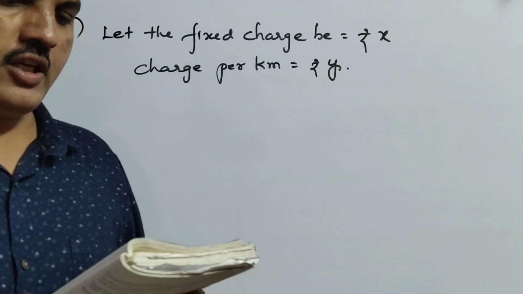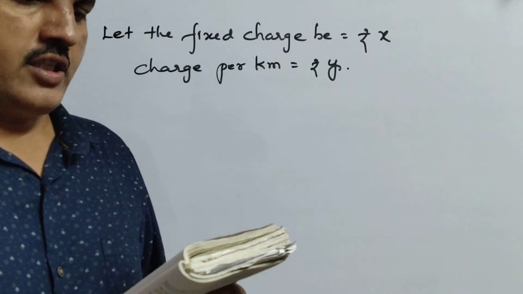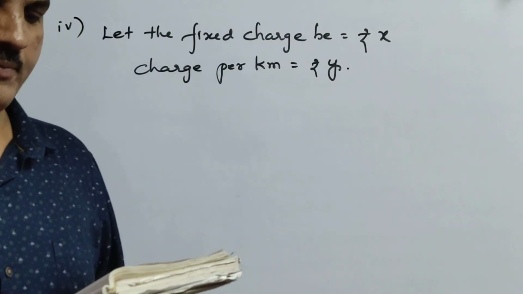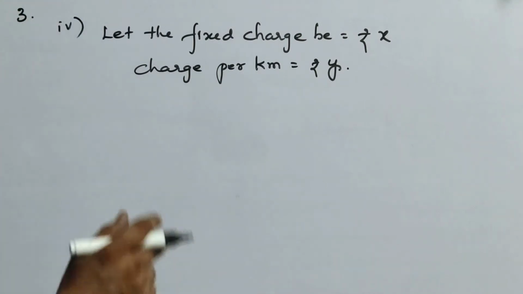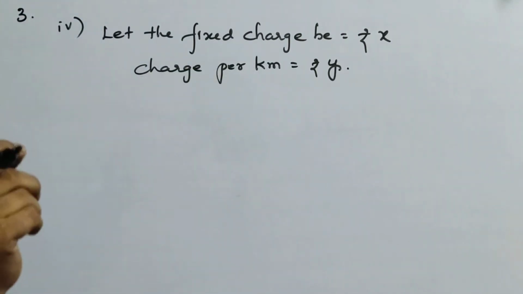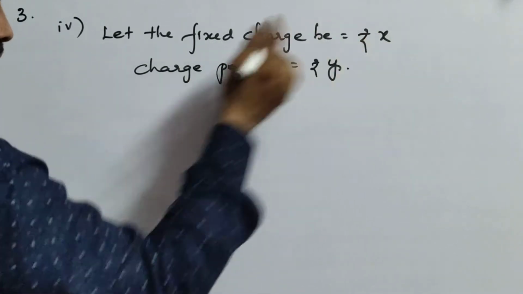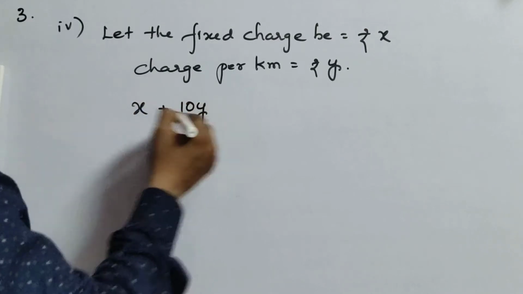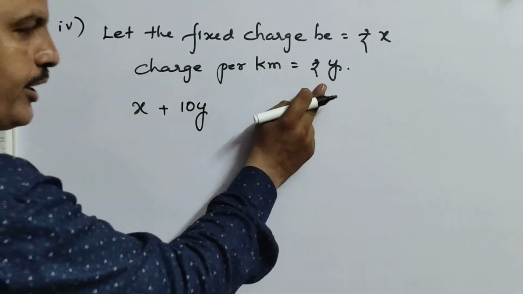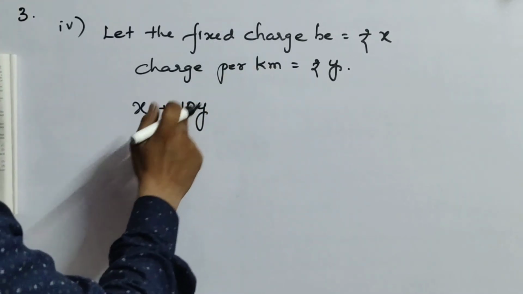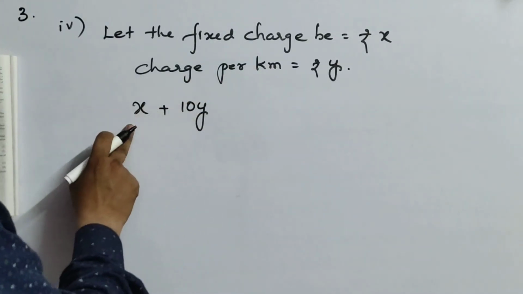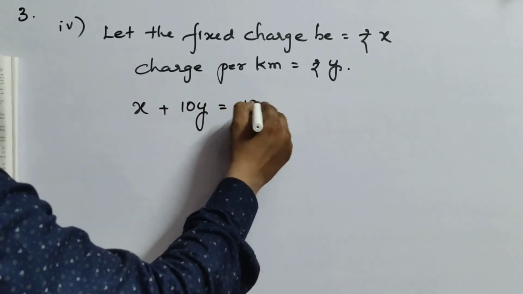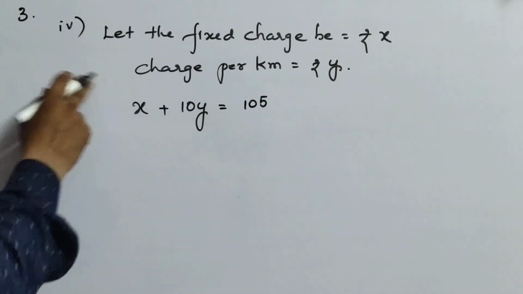Now here see the question. The taxi charges in a city consist of a fixed charge together with the charges for the distance covered. For a distance of 10 kilometers, that means per kilometer, no? So he is traveling 10 kilometers. The fixed charge we compulsorily have to add, so x plus 10y, because 10 kilometers is traveled and per kilometer is y rupees. So how much total are they charging? Fixed charge plus the 10 kilometer charge, together they are charging 105 rupees. This is according to the question.